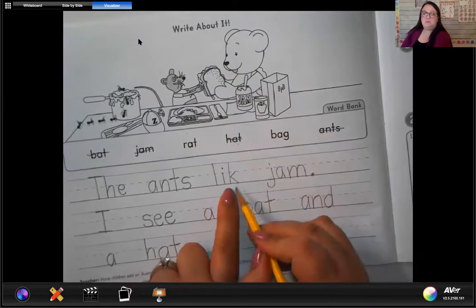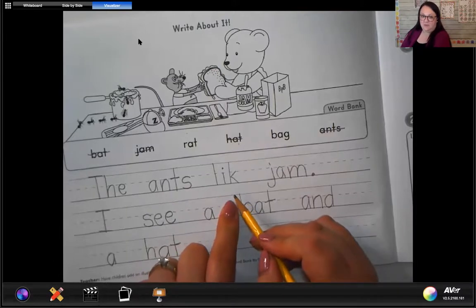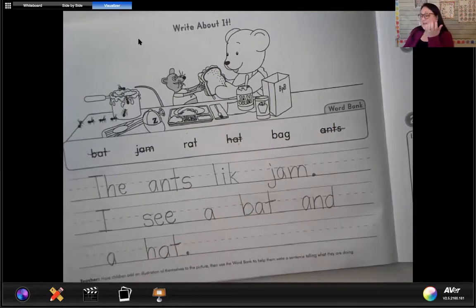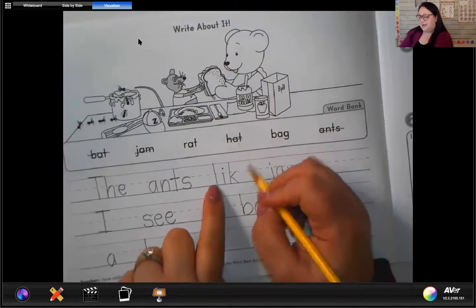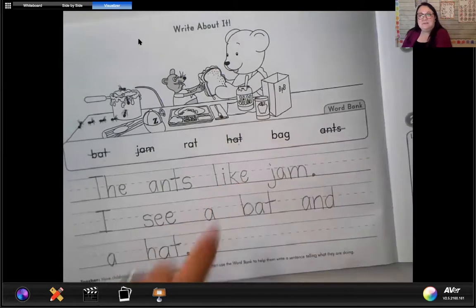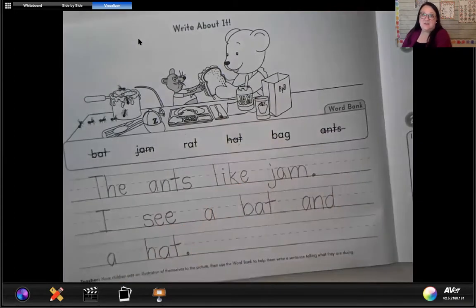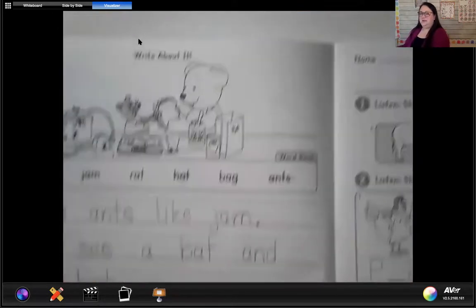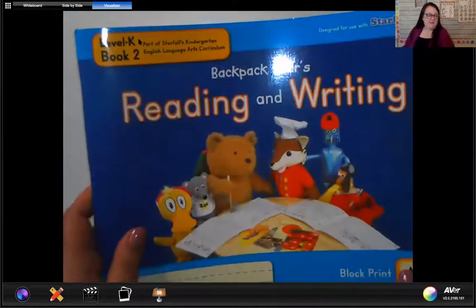Now, some of you may notice that I wrote the word like as "lik" because we're writing down the sounds we hear, okay? Some of you probably know the word like is actually spelled L-I-K-E. So you could write that in there. But sometimes when we're just learning to spell, we're just going to write the sounds we hear, okay? All right, so let's go ahead and close our book. And let's put that away.